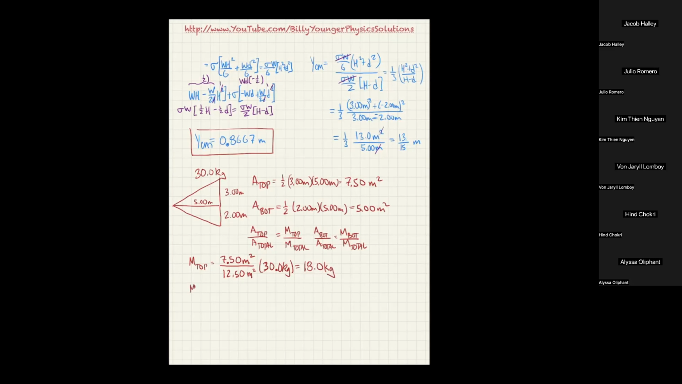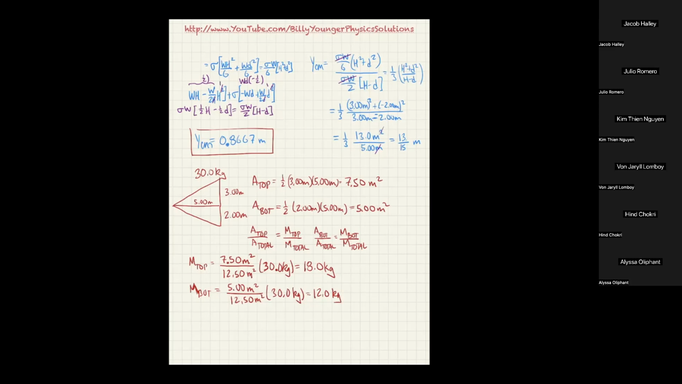And the mass of the bottom is going to be 5.00 square meters divided by 12.50 square meters times 30.0 kilograms. So 5 divided by 12.5 gives me 0.4, times 30 gives me 12. So this one should have a mass of 12.0 kilograms.